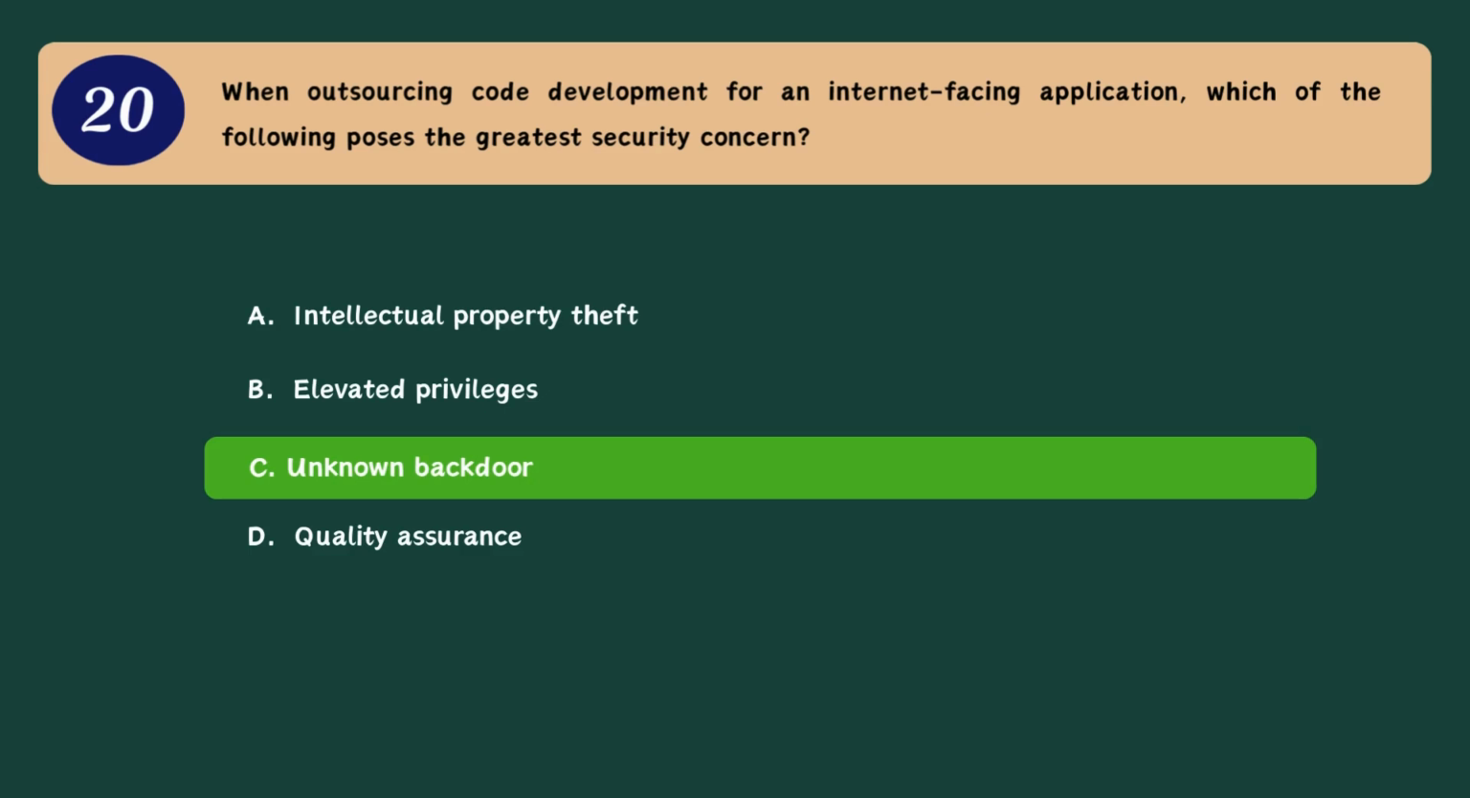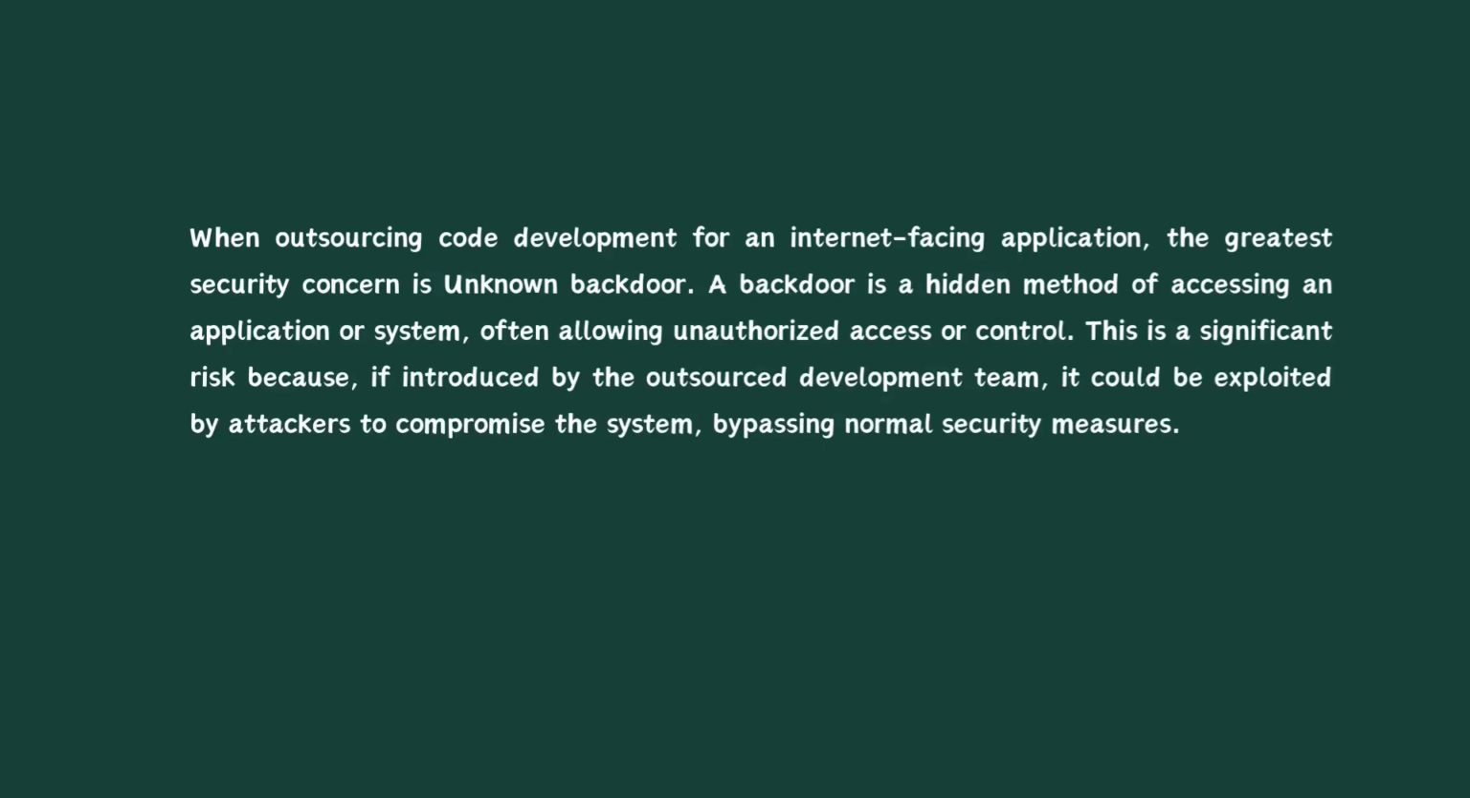Correct answer. C. Unknown backdoor. When outsourcing code development for an internet-facing application, the greatest security concern is an unknown backdoor. A backdoor is a hidden method of accessing an application or system, often allowing unauthorized access or control. This is a significant risk because, if introduced by the outsourced development team, it could be exploited by attackers to compromise the system, bypassing normal security measures.